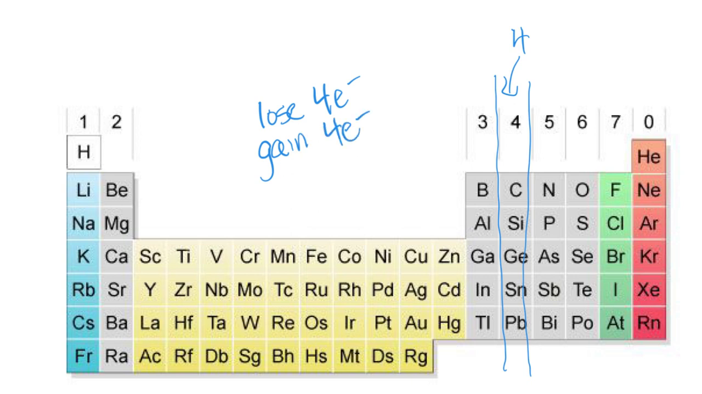And so depending on which way we go, if they lose 4 electrons, they'd have a +4 charge. If they gain 4 electrons, they would have a -4 charge. So they can form both types. And again, that's just a worthwhile little piece of information that we kind of need to know.